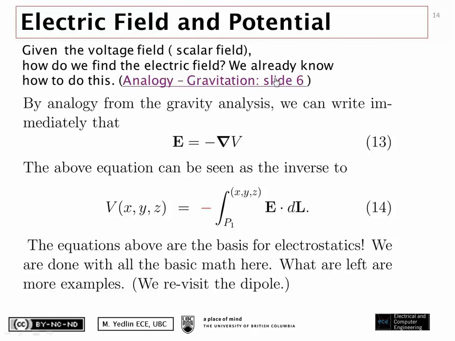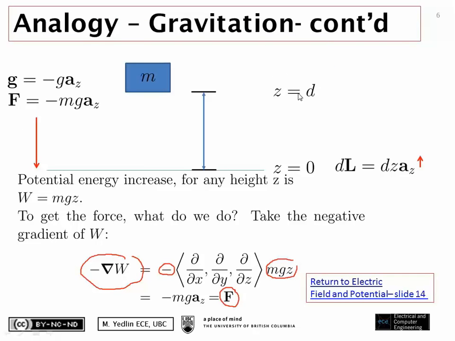How do you compute it? In order to do that, we go back to our gravity analogy. Here we see that when we raised the mass from z equals 0 to any generic z, the potential energy was mgz, a positive number. In order to get the force, what did we do? We took the negative gradient and we recovered the force.